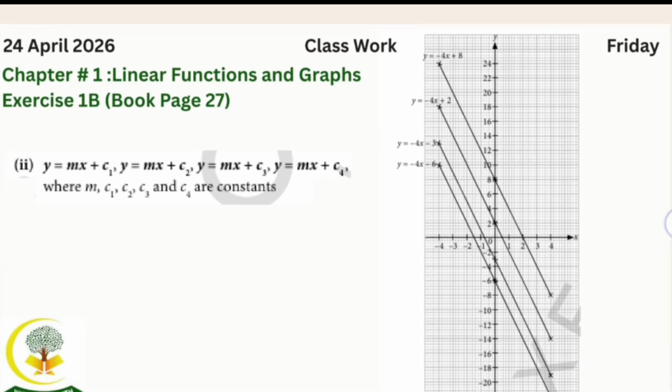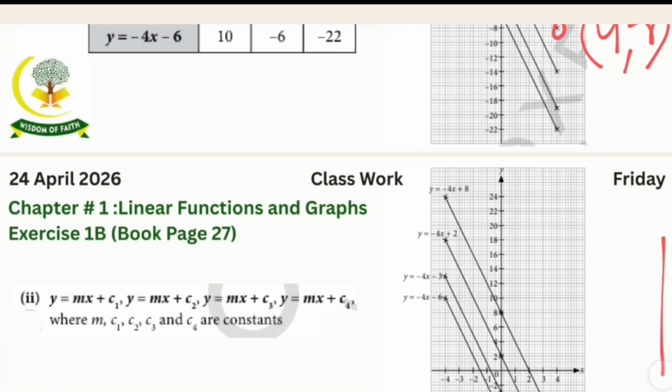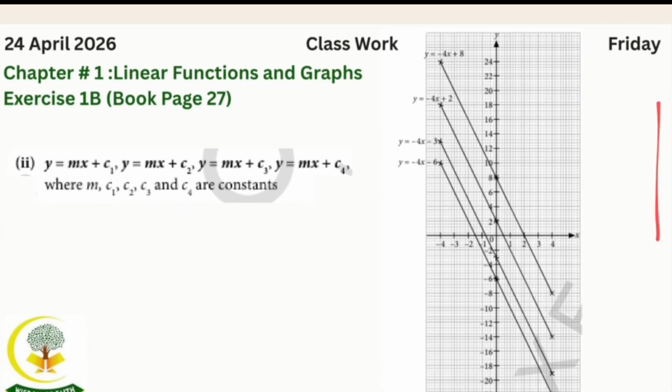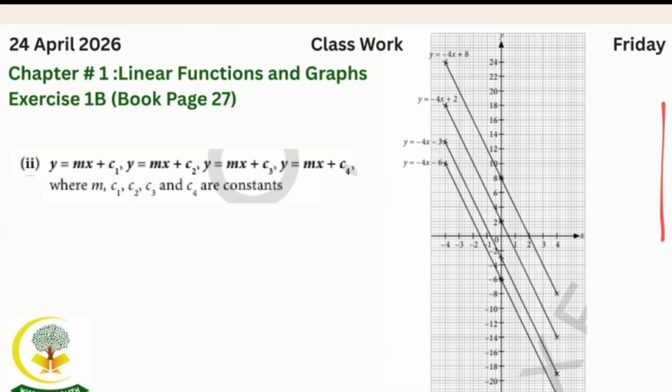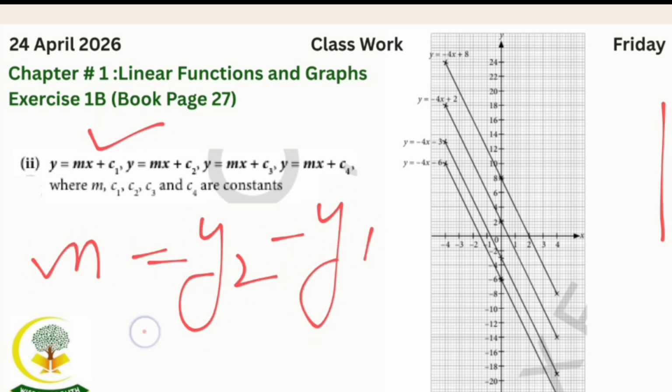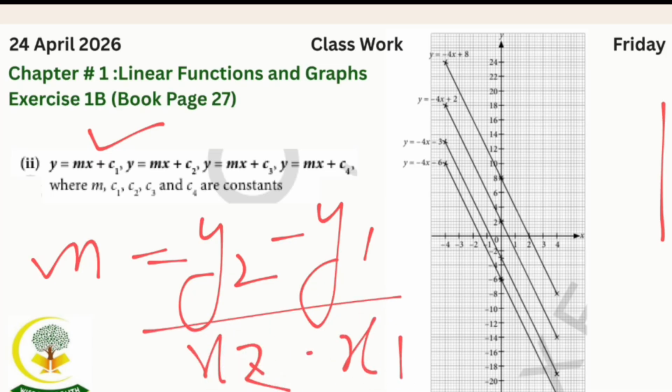Question number 1B. 1B is actually the same question we had done earlier. So this is a line graph. Okay? You just need to write the values of the line. m is actually (y2 minus y1) over (x2 minus x1). This is the value of m, and m is actually what? m is actually gradient. Yes. Well done. Yes, Musa. Yes, Subhan. Are you here? Subhan, you are doing very nice work. Well done.